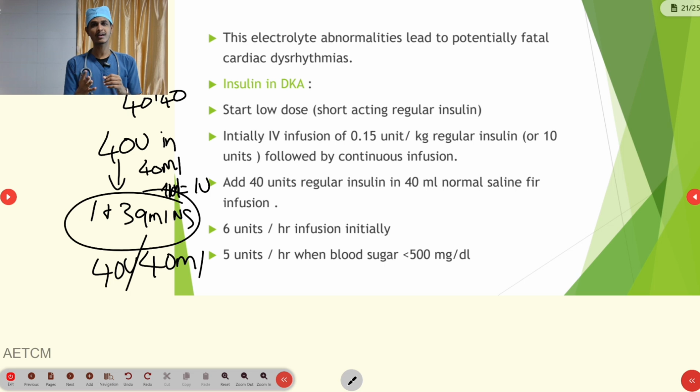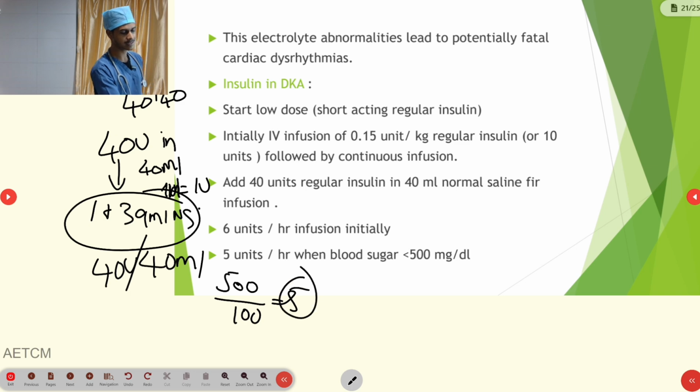And then if you don't have any protocol like that, you simply divide the glucose level by 100. There you will get a ratio of how much insulin infusion you have to continue. Means if you have a glucose level of 500, you just divide by 100, and here we will get 5 units. So you have to continue with 5 units.